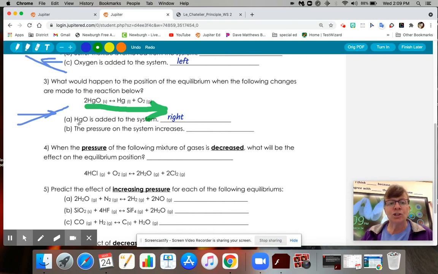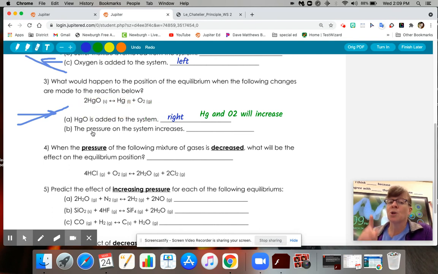Okay. Well, HgO is already added to the system, so we're not going to comment on that. That's already been talked about. Okay. What's going to happen to the Hg and the O2? Well, that's where things are heading. If more things are heading there, this side's the side that's going to increase. So the Hg and O2 will increase in concentration. And so make sure you're making the connection now. And let's erase the arrow and go on to the next one.